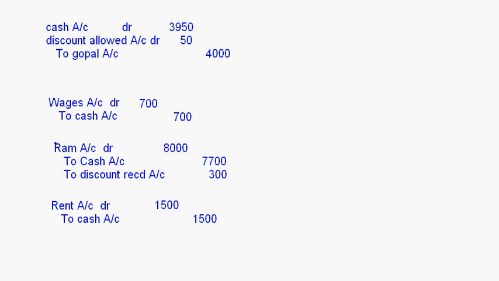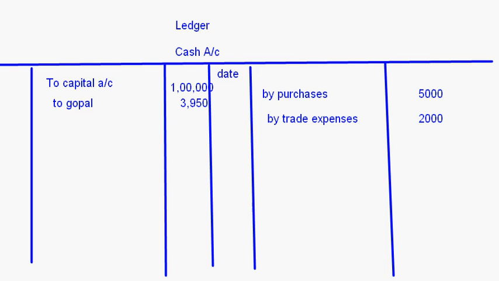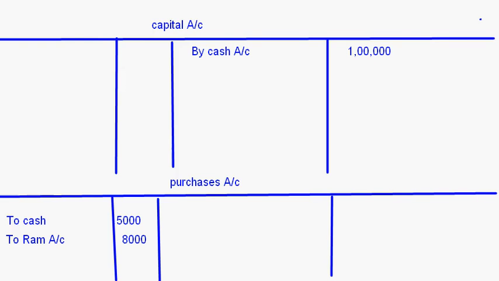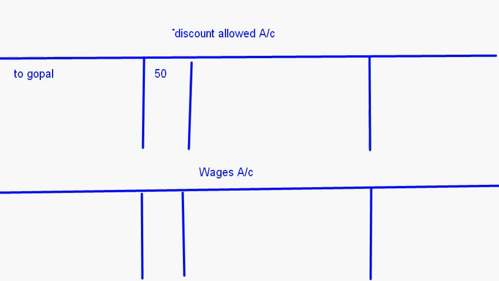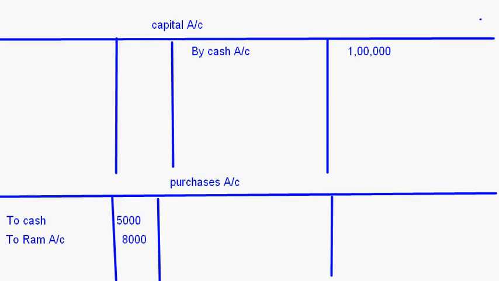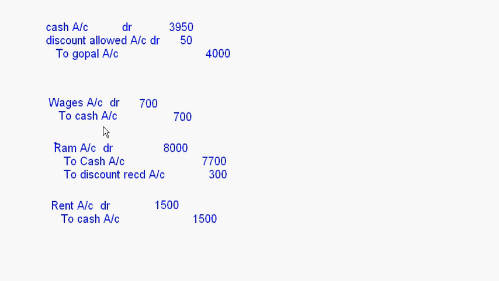Now let's go to the next one, wages to cash. So in cash account we'll have by wages, that is 700, right? And in wages account we'll have to cash 700, right? So this is done. The next one is Ram account to cash account to discount received account.